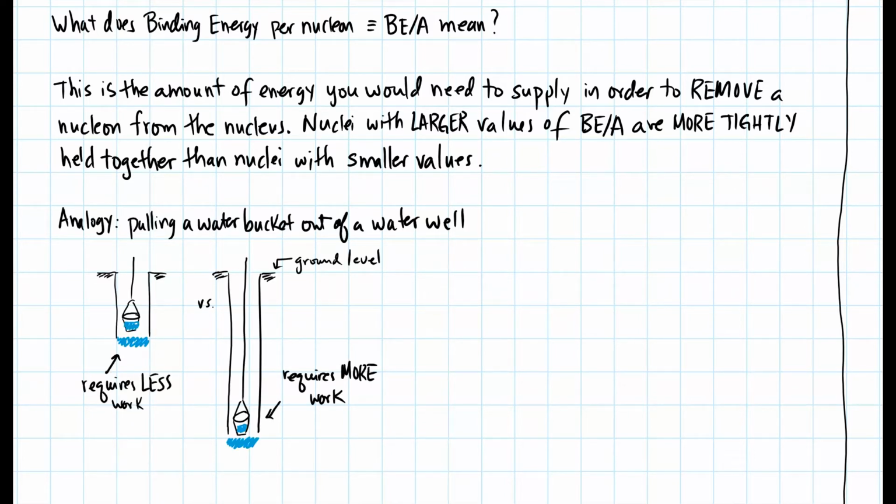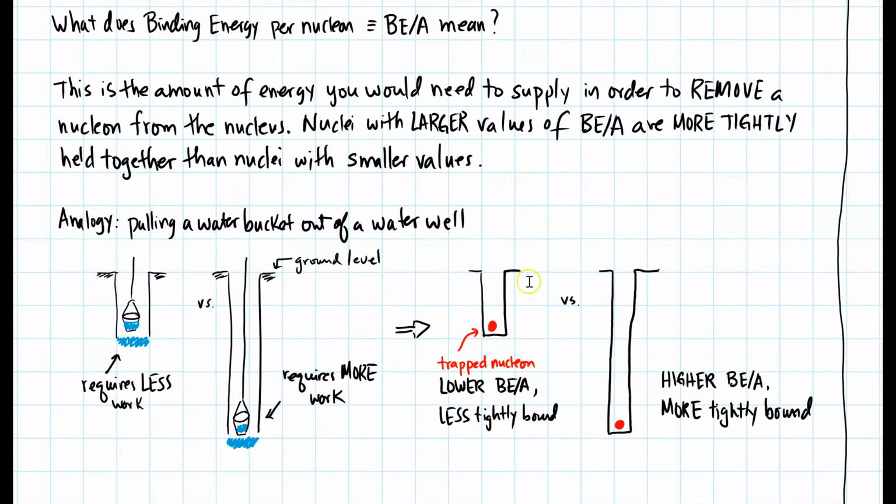Analogy: pulling a water bucket out of a water well. Imagine that I have a well here that's not as deep as this one here. As the bucket goes down and you have to pull up this water, the fact that you're not going as big of a height means it takes less work. So in the language of binding energy, this would have a lower binding energy. However, if this well is deeper, that's clearly going to be more work. Therefore, in the language of binding energy, this would have a higher binding energy.